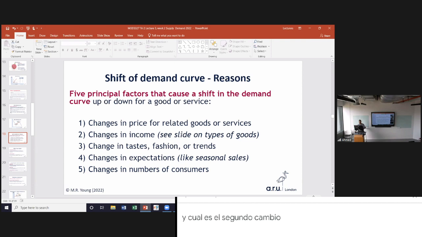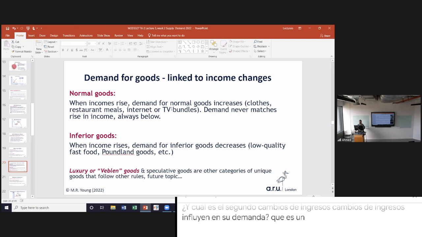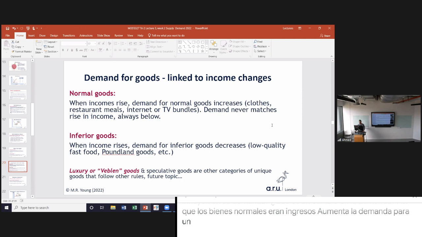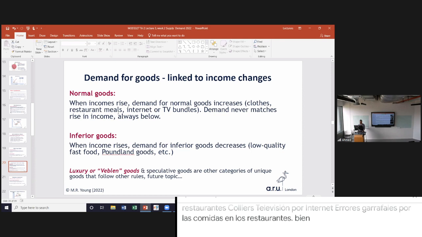So normal goods, when income rises, demand for normal goods increases. Normal clothes, restaurant meals, internet, TV bundles. Restaurant meals, okay, if your income goes up, you'll go to your restaurant more often, whichever restaurant you go to, right?